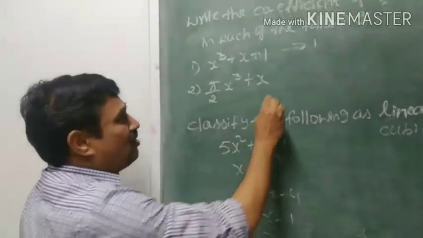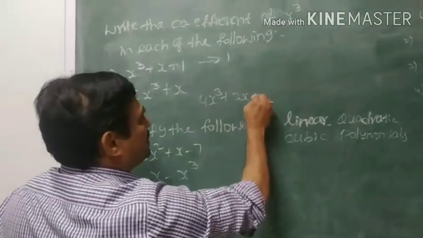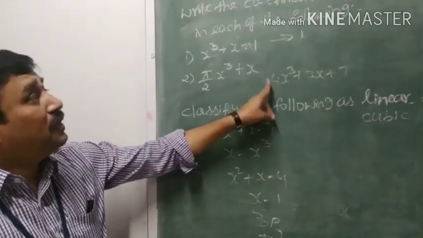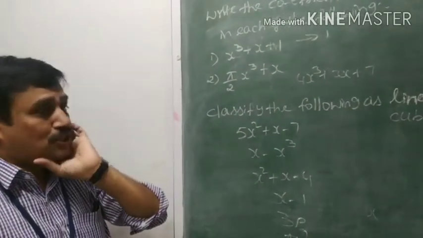Now another example, 4x cube plus 3x plus 7. Here the coefficient of x cube is nothing but 4. Why? Because whatever number is before x cube is the coefficient of x cube.